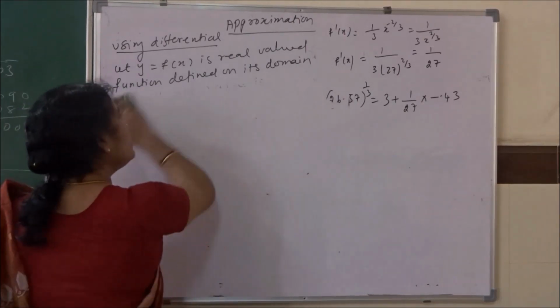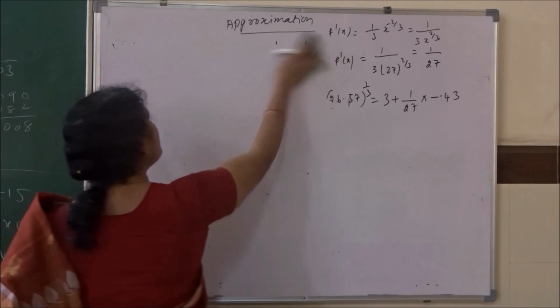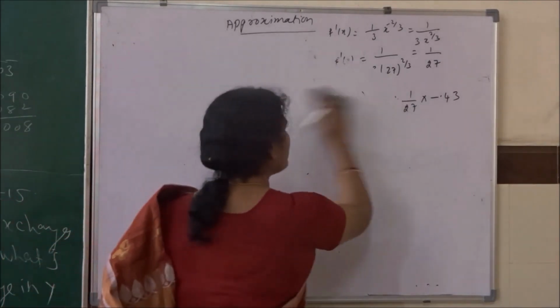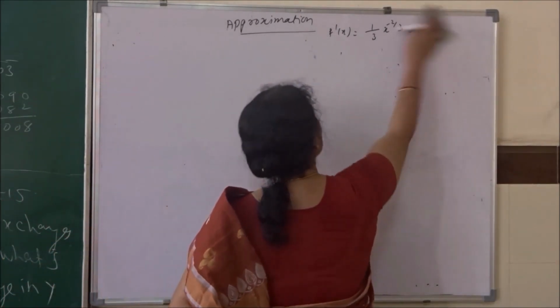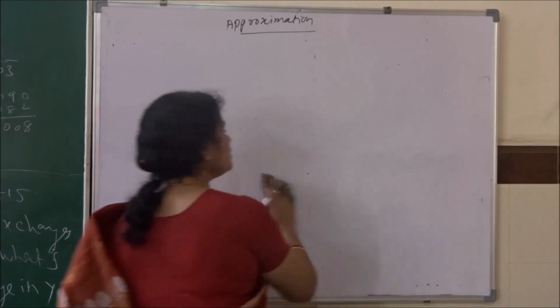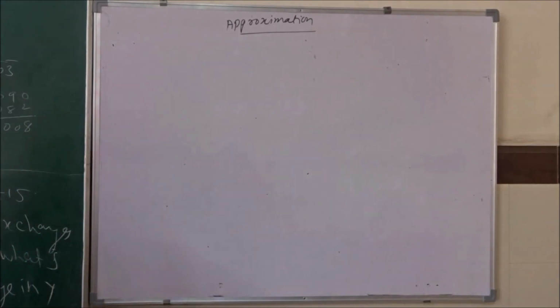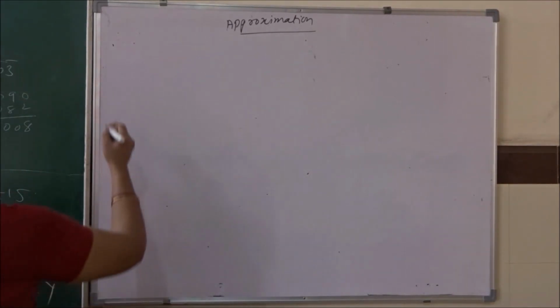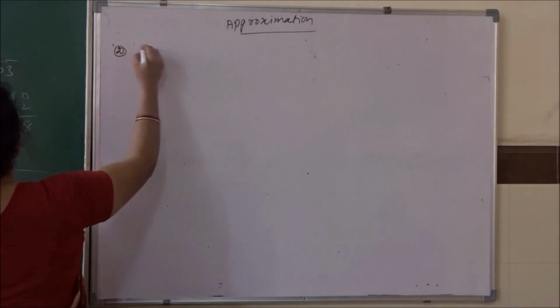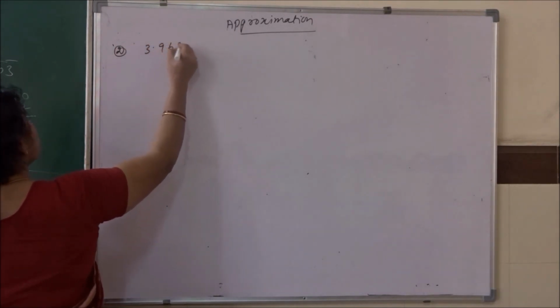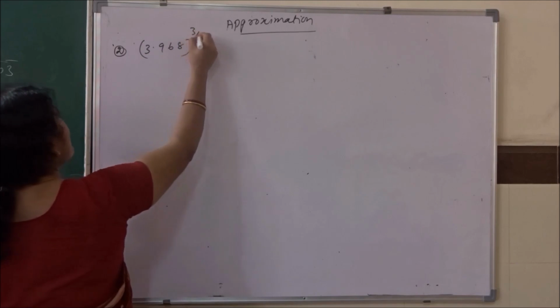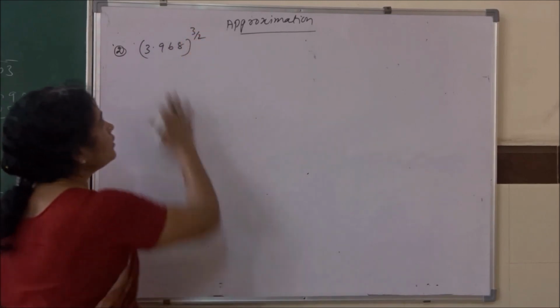So what is the formula? Can you remember once again? F of x plus delta x is equal to f of x plus f dash of x into delta x. What is delta x? That is a small change in x. Now another question I am taking: find the approximate value using differential. That's what I told you, using differential. Find the approximate value of this.